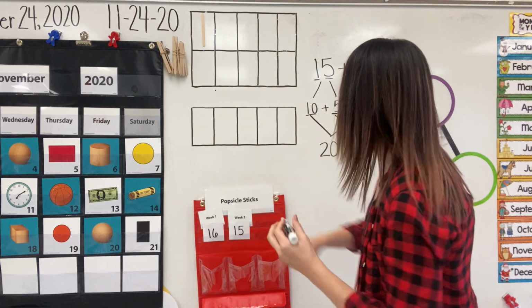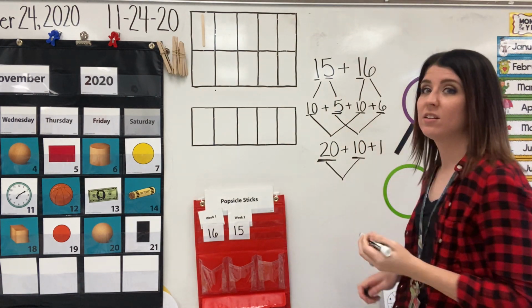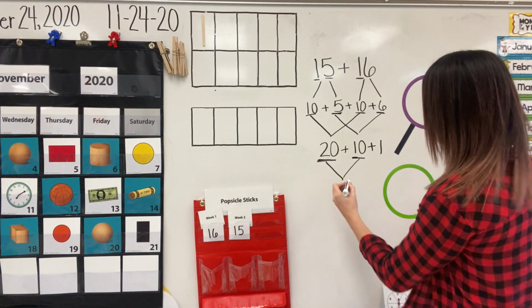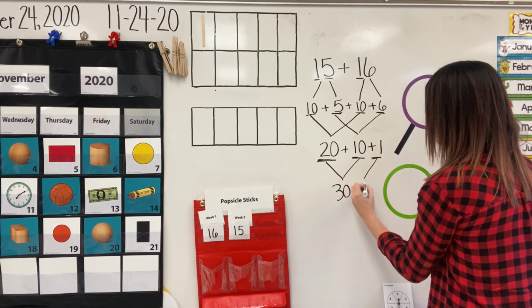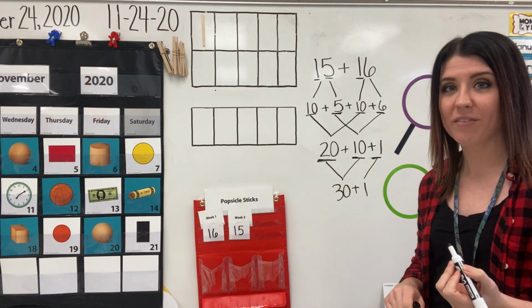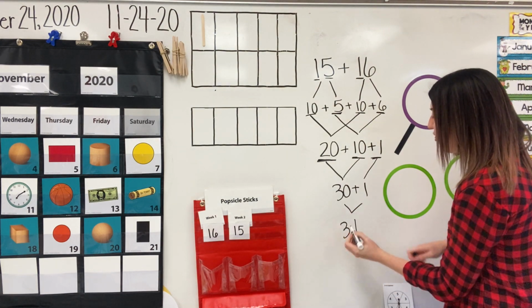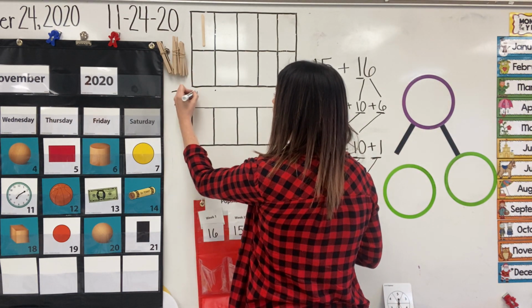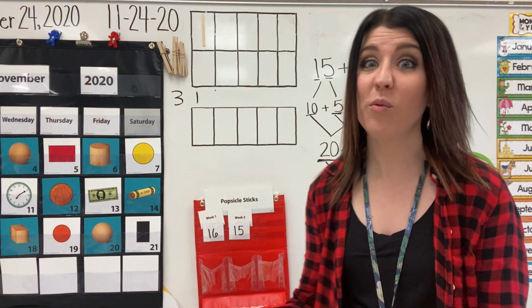So now we have 2 groups of 10 and 1 group of 10. 2 groups of 10 and 1 group of 10 would be 3 groups of 10, so that's 30. Then we also have this 1. Anybody think they know how many sticks we have? 30 and 1 make 31. 3 groups of 10 and 1 extra is 31. We collected 31 this week.